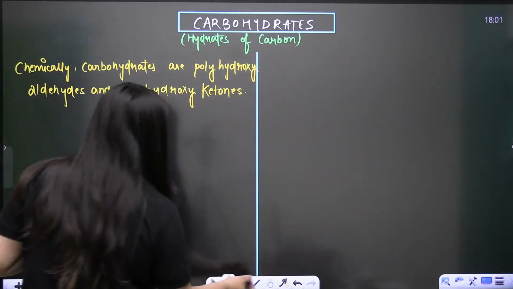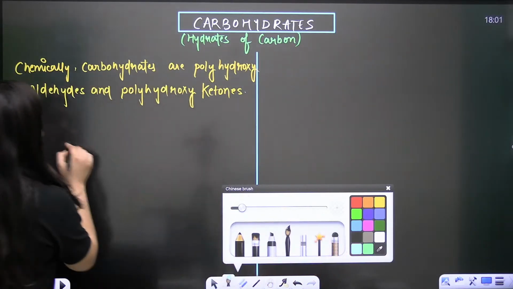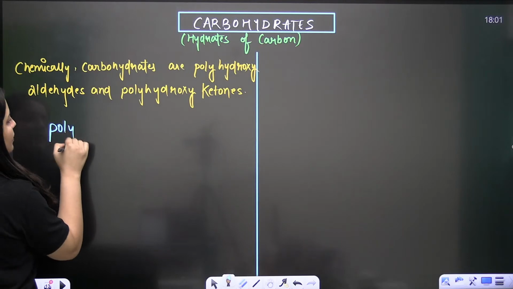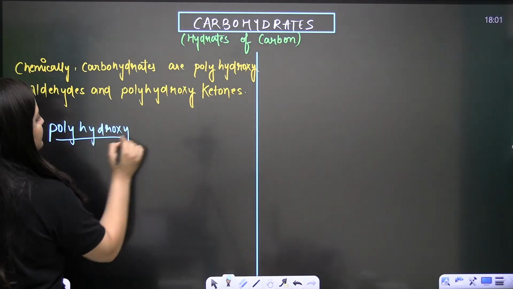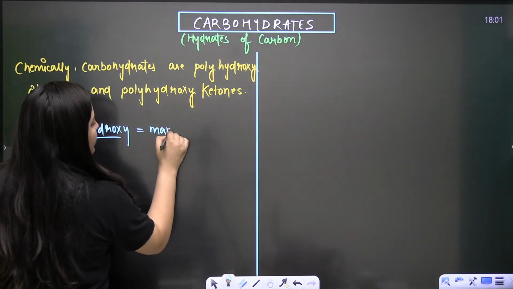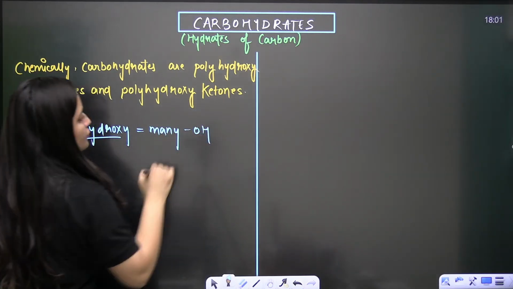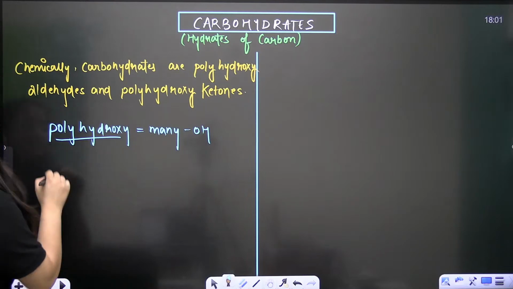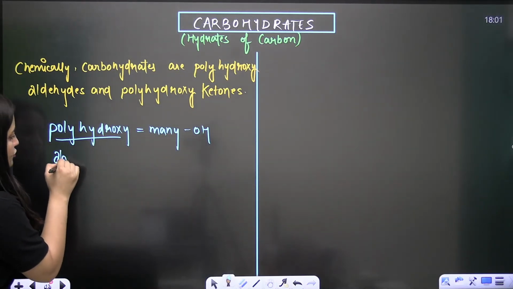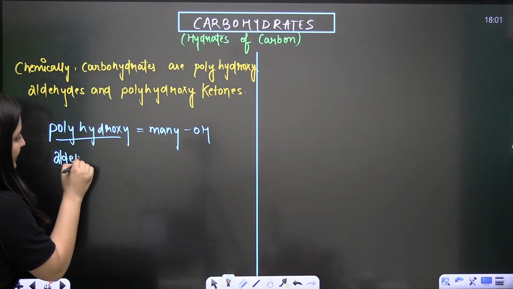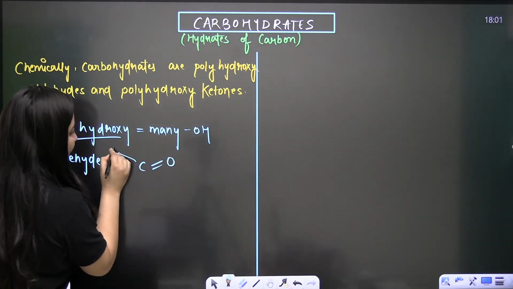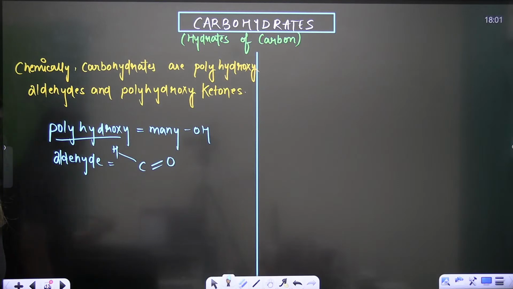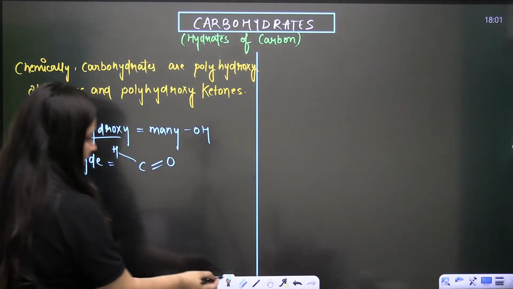Now the word is polyhydroxy. Polyhydroxyaldehyde: poly means many, hydroxy means OH groups. So there will be many OH groups. And when you are saying aldehyde, aldehyde is also a functional group, isn't it? It is C double bond OH.